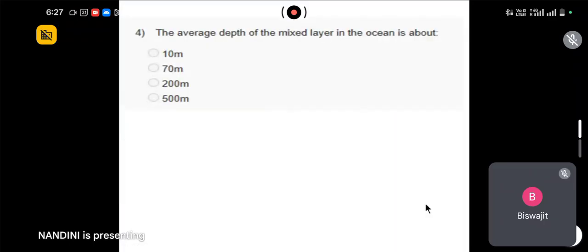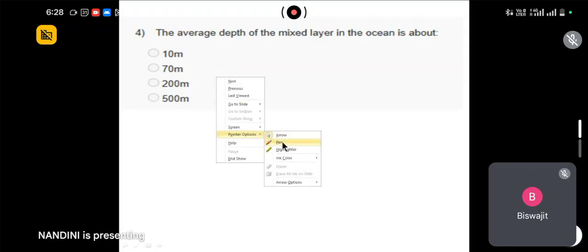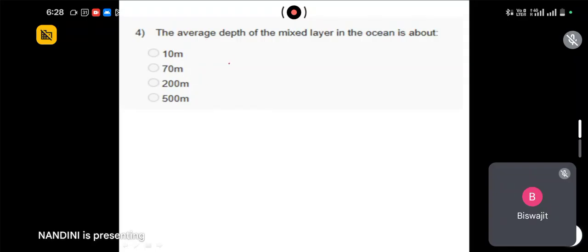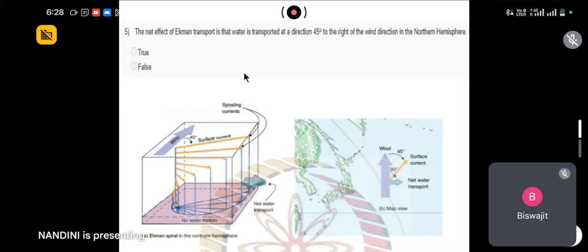Now the fourth question: the average depth of the mixed layer in the ocean is about. The mixed layer is the region where we see almost constant temperature and salinity from the surface. It varies with latitude and with seasons. On average, it is approximately 70 meters. From this itself, we can see that it is very shallow, very close to the surface.